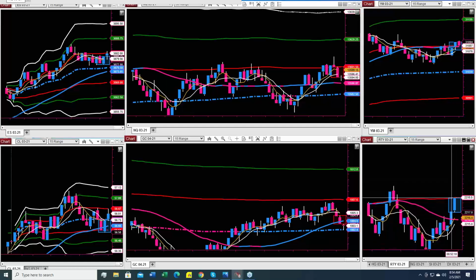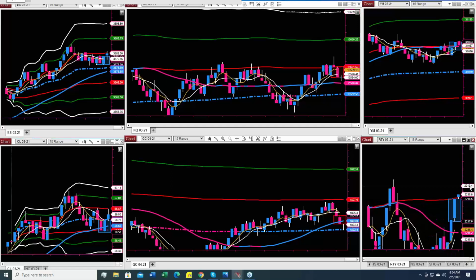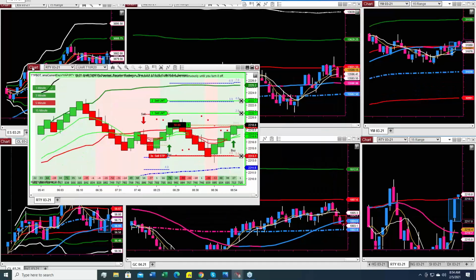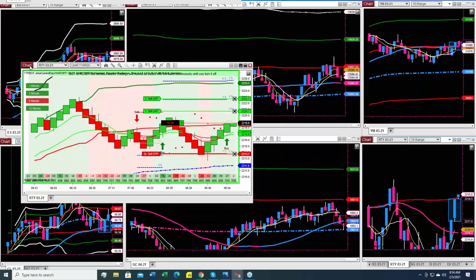Got a new 15 range candle. There it goes. Order filled where? Russell just went long on the bot. Russell's long on the bot.